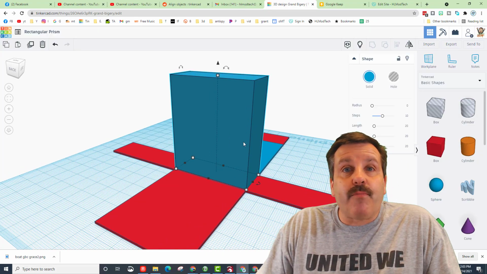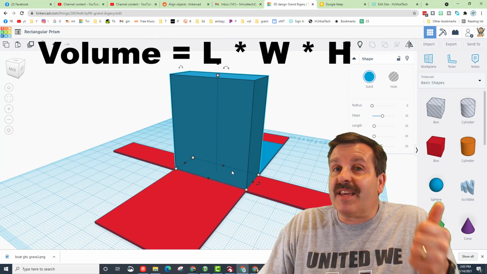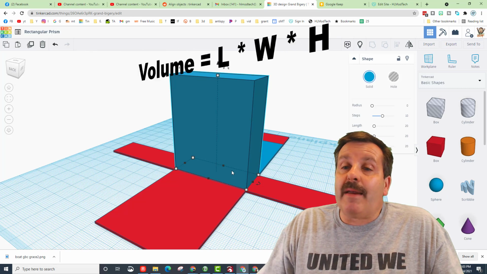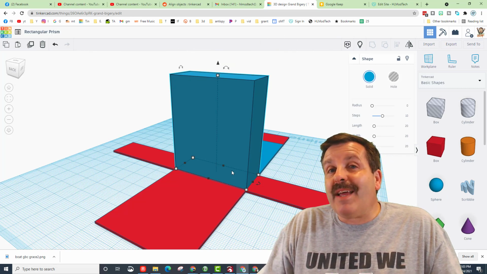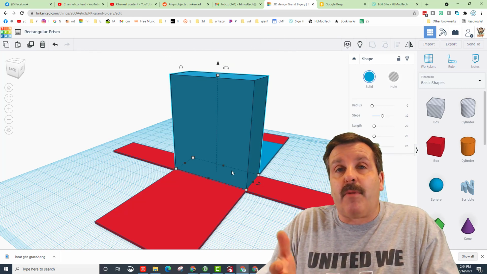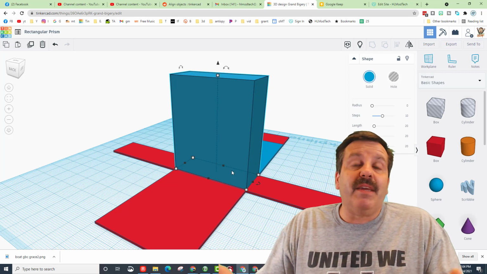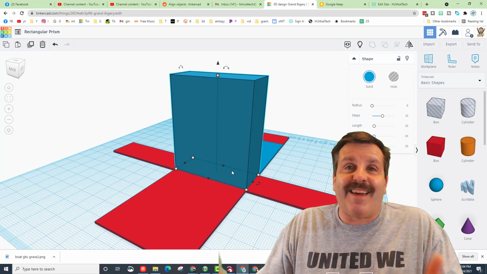So friends, here I have brought back our original prism. To calculate the volume, all you do is length times width times height. You do have to remember the units that you used. I am using centimeters, so mine would end up being centimeters cubed when I multiplied the length times the width times the height. If you use inches, it would be inches cubed, and so on and so forth.